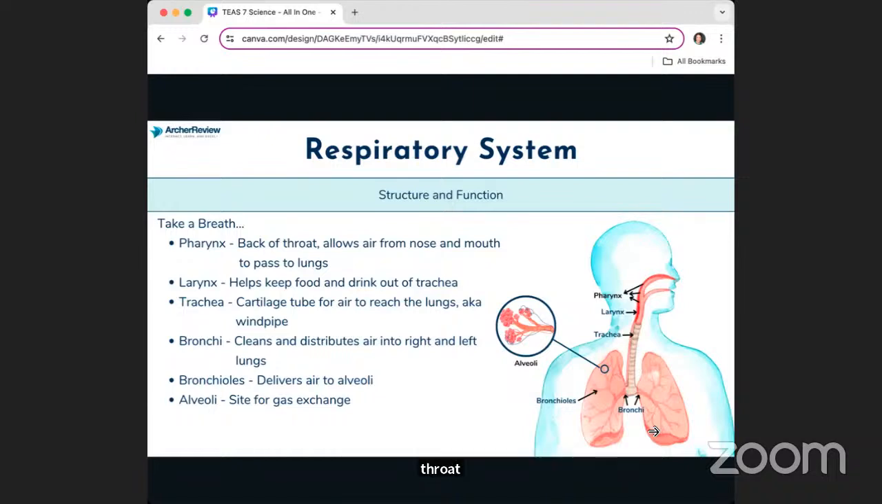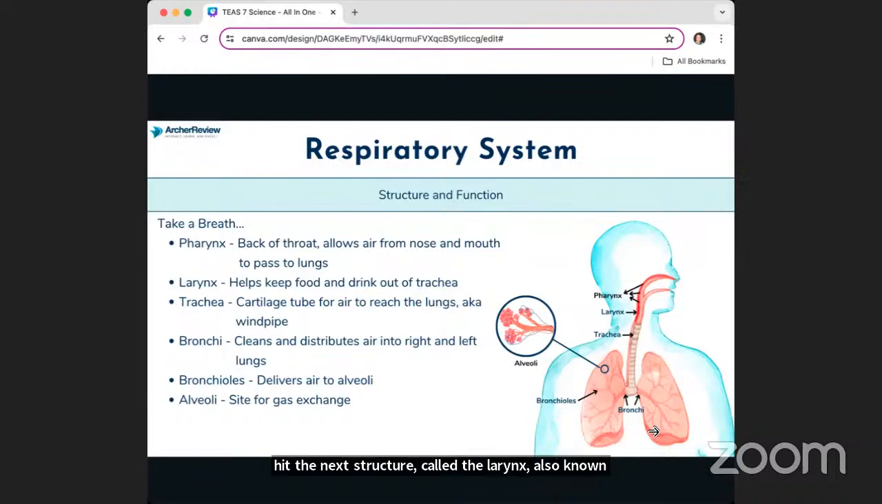And the back of your throat is called the pharynx. And this allows for that air from either your nose or your mouth to pass eventually down into your lungs. So the pharynx is that first stop. Moving away from the pharynx then, and more inferior, so further down from the pharynx, you hit the neck structure called the larynx, also known as your voice box.